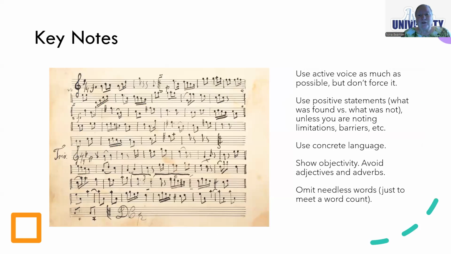So, keynotes. Use the active voice as much as possible, but don't force it. So if at all possible, use active verbs: is, do, stated, those kinds of things. But if it doesn't seem like it's going to work, it is okay to use passive voice usually. Just don't make it all passive. Things are not always done to your project. Your project does things.